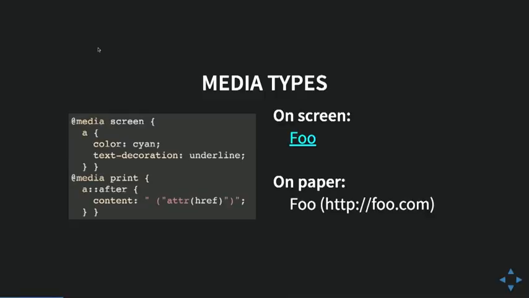So very briefly, because I think everybody sort of knows what this is, but to make sure we're on the same page. At media screen, and then you put a bunch of rules in there, and they only apply when you're on screen. At media print, and you put some other rules, and they apply when you're on paper. So your links can be blue and underlined in one case, and you can show the content of the URL in another case. That is what we got in CSS 2.1 and HTML4.